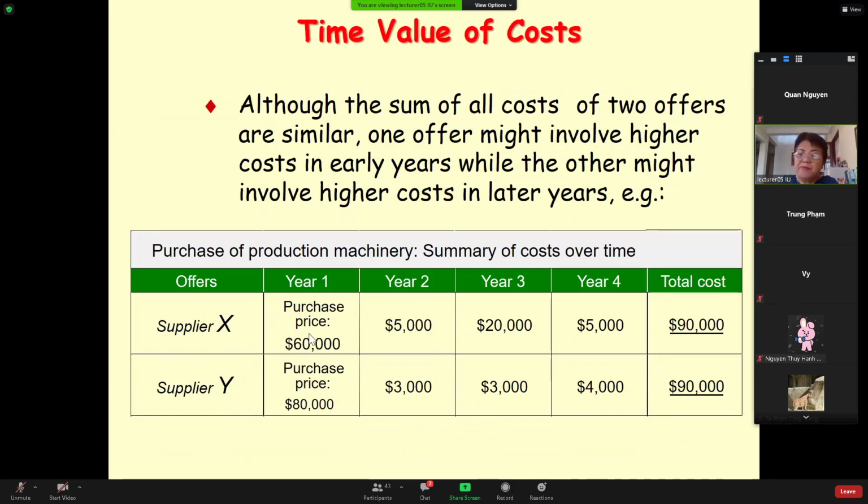some suppliers may give you a lower price at the very beginning, but you spend more in the later years. And sometimes a supplier's purchase price may be higher, but then you spend less in the later years. As a buyer, you have to consider the total cost of ownership over the years of the good or the service you are buying before you come to the final selection. This shows you the time value of cost over the years.